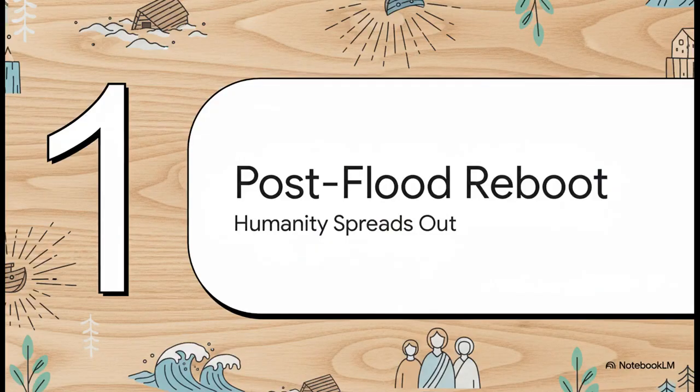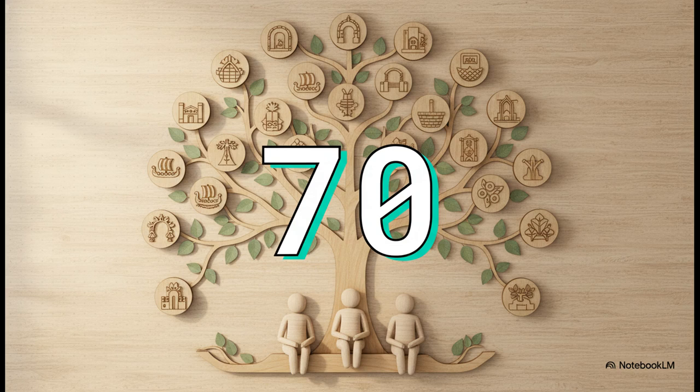Part 1. Humanity's post-flood reboot and the spread. So after the flood, humanity gets a total reboot. God gives Noah's 3 sons, Shem, Ham, and Japheth, a really clear command. He tells them to be fruitful, multiply, and fill the earth. And this wasn't just a friendly suggestion. It was a divine mandate to spread out and repopulate a completely washed-clean world.